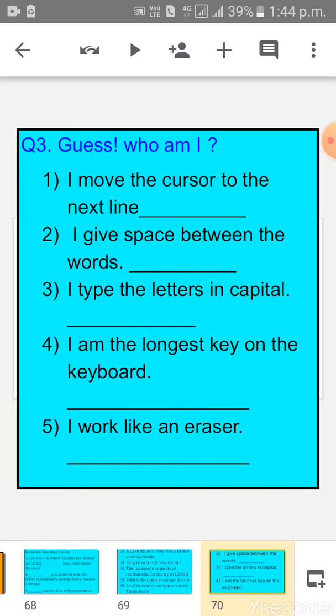Question number 3 is guess who am I. Number 1, I move the cursor to the next line. Second, I give space between the words. Third, I type the letters in capital. Fourth, I am the longest key on the keyboard. Fifth, I work like an eraser.